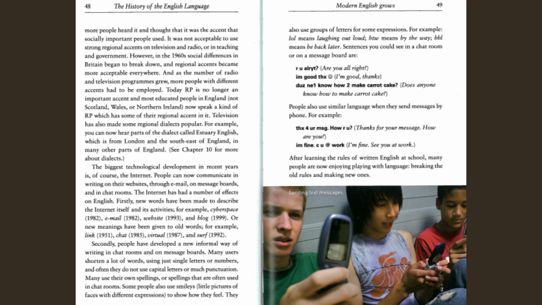Secondly, people have developed a new, informal way of writing in chat rooms and on message boards. Many users shorten a lot of words, using just single letters or numbers, and often they do not use capital letters or much punctuation. Many use their own spellings, or spellings that are often used in chat rooms. Some people also use smileys, little pictures of faces with different expressions, to show how they feel. They also use groups of letters for some expressions.